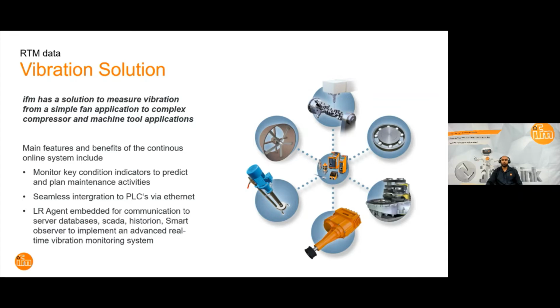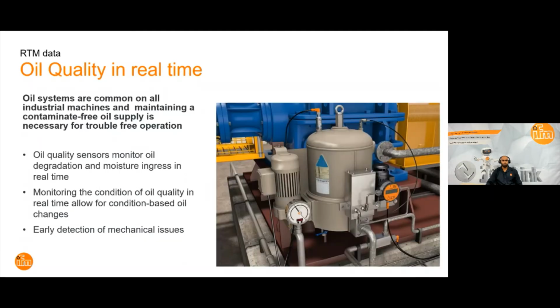So what other information besides vibration can we use for real-time maintenance? What about oil quality, right? So oil systems are common in all industrial machines, and maintaining a contaminant-free oil supply is necessary for trouble-free operation. So oil quality sensors monitor the oil degradation and moisture ingress in real time. So you also find that premature time-based oil changes are expensive and can be replaced by condition-based oil changes, improving our machine performance and reducing our operating costs.